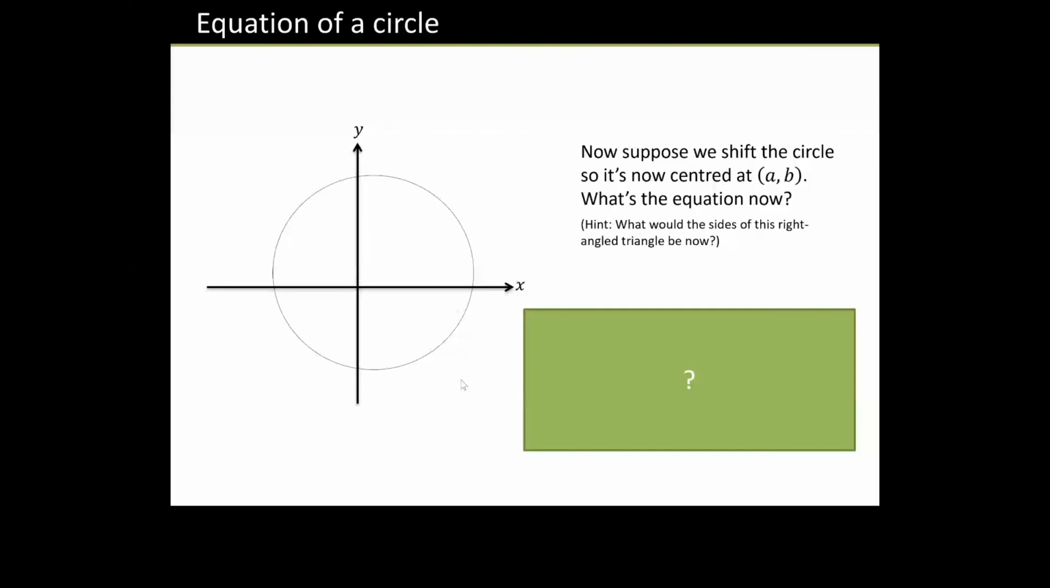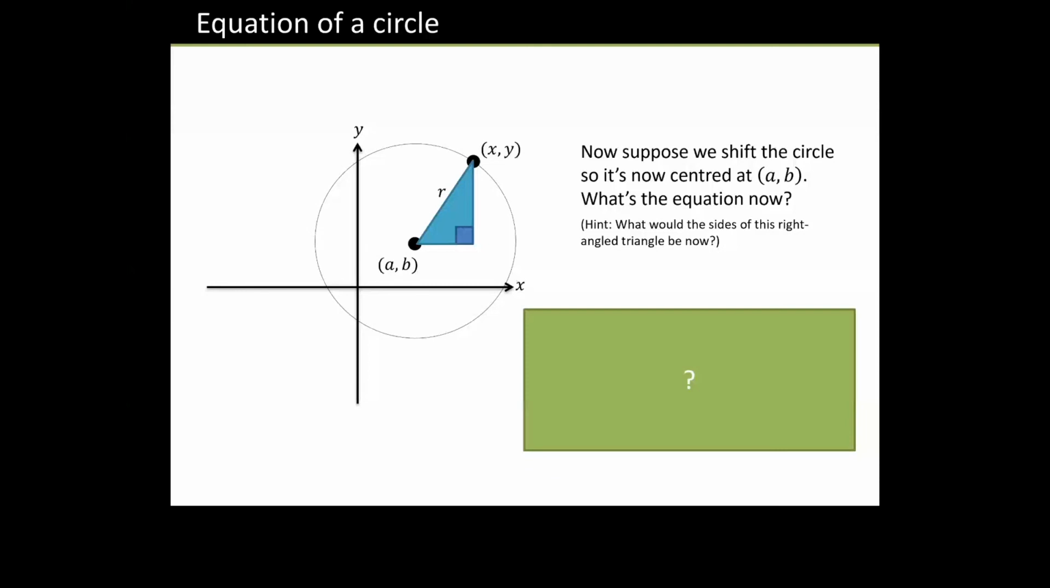So if the center is not on the origin, we'll label the center (a, b). So you can see where a and b come from. Remember, in our general equation of a circle, a and b denoted the center. So here we're just saying let (a, b) be the center of the circle. So we can do a similar thing here.